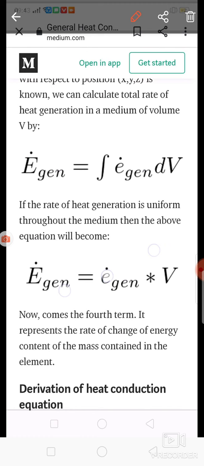So what is the volume of this particular element? That is dx into dy into dz. What is the volume of this cube? That is dx into dy into dz. In this way we calculate the equation for the energy generated within the element.